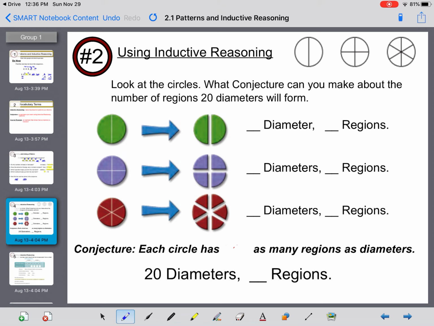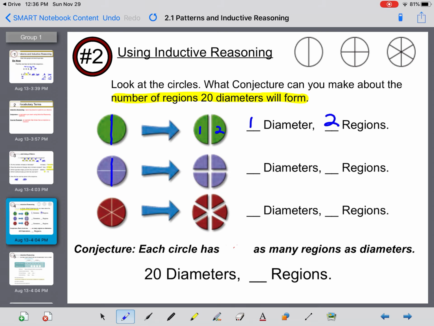Using inductive reasoning continued. It says, look at the circles. What conjecture can we make about the number of regions 20 diameters will form? So this is the last part of our question. If you notice, we have one diameter going right down the middle of this green circle here. One diameter goes through the center point of the circle from side to side. So we have one diameter, and it makes 2 regions.